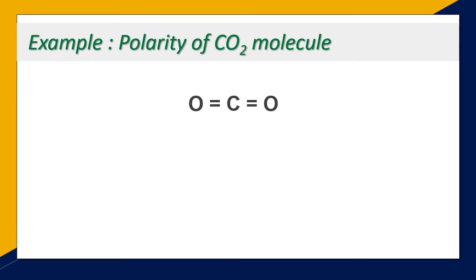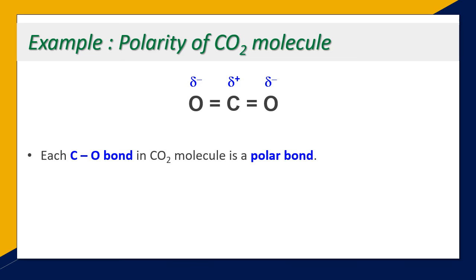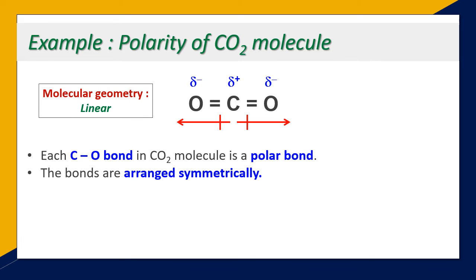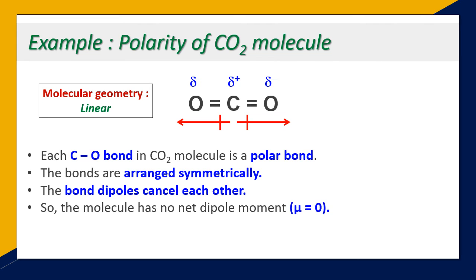The second example is the carbon dioxide molecule. This molecule consists of C=O bonds, which are polar bonds. The bonds are arranged symmetrically in a linear shape. Therefore, the bond dipoles can cancel each other, so the molecule has no net dipole moment, or equal to 0. Therefore, the carbon dioxide molecule is a nonpolar molecule.